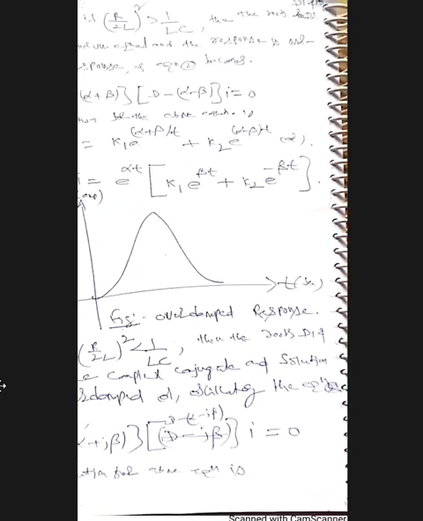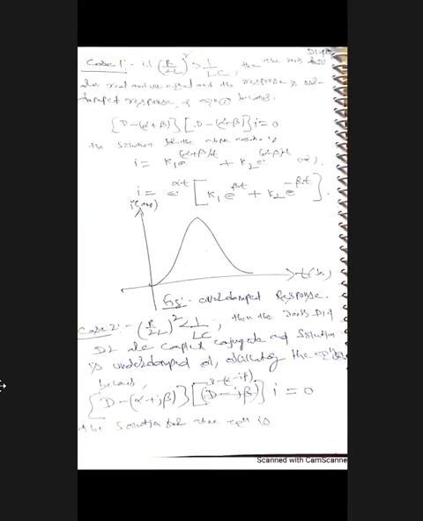Response of this series RLC circuit: K1 into e to the power of (alpha plus beta) t plus K2 into e to the power of (alpha minus beta) t. If we simplify it, we can write it as: taking e to the power of alpha t common, K1 into e to the power of beta t plus K2 into e to the power of minus beta t. So this response is the overdamped response.